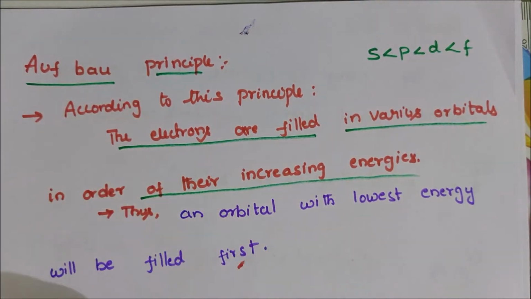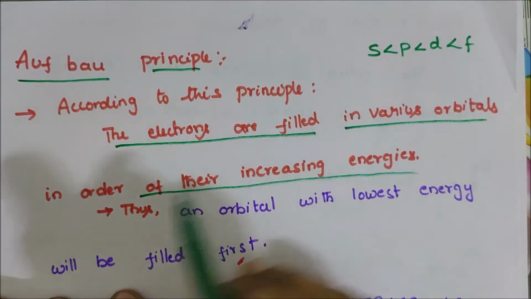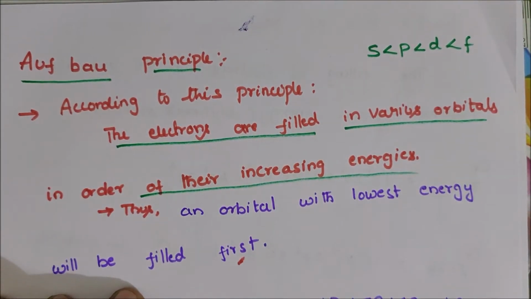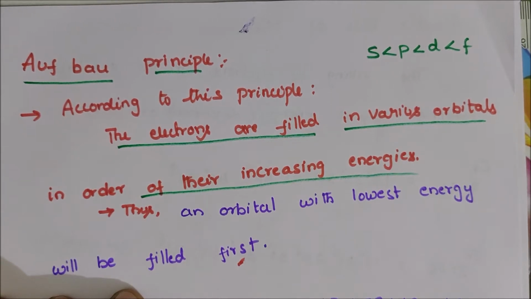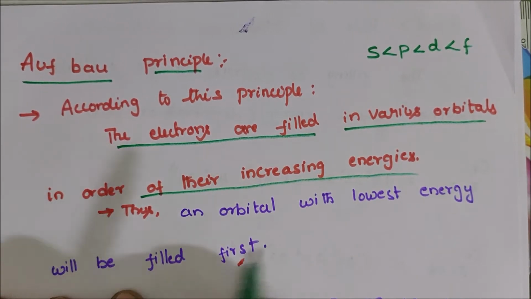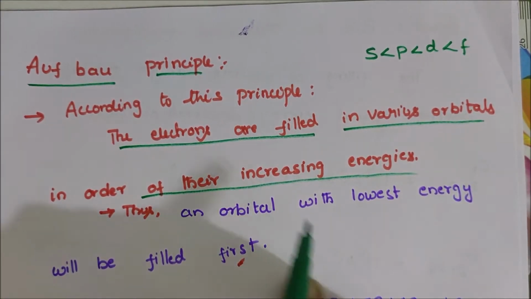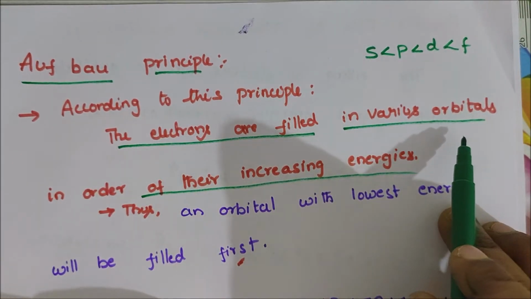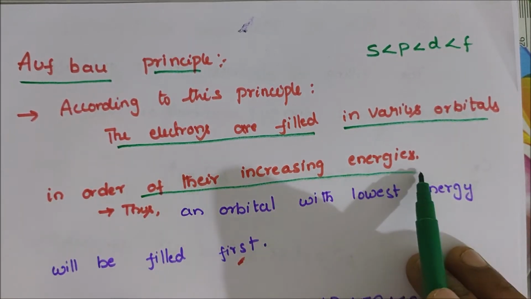In the Aufbau principle, according to this principle, the electrons are filled in various orbitals in order of their increasing energies. That means the orbital with the lowest energy is filled first. That is called the Aufbau principle. The electrons are filled in various orbitals in the order of their increasing energies.